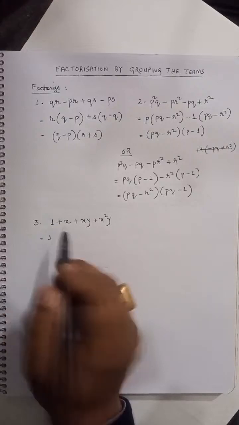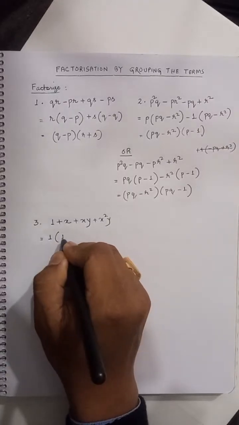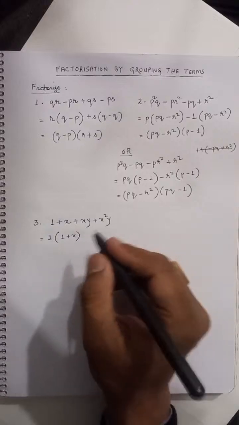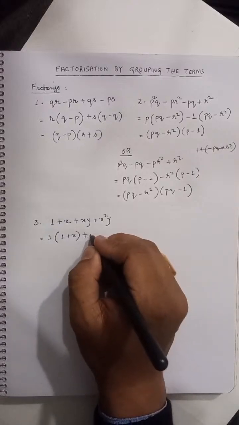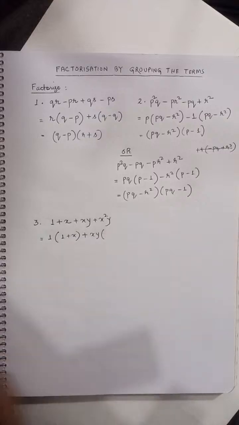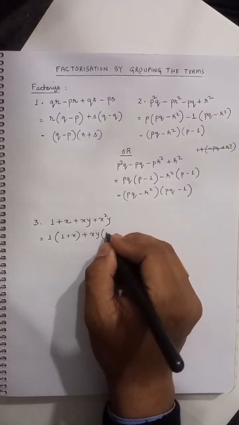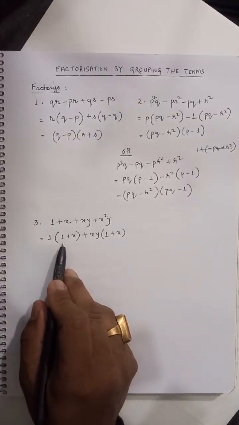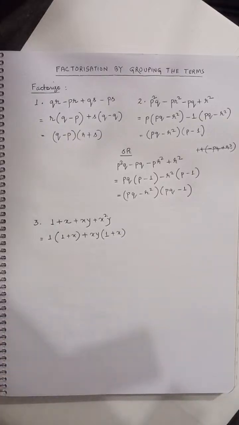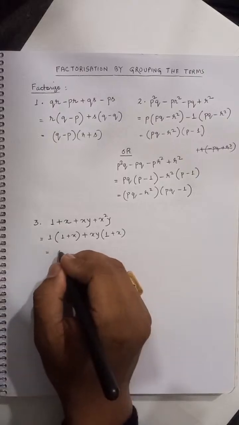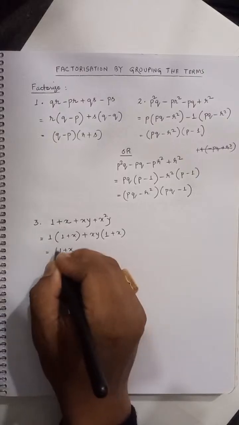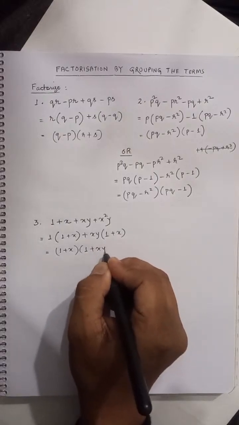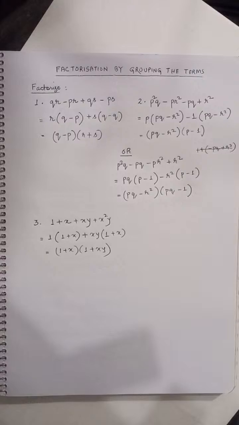We have 1 and x. So 1 and 1 plus x. But in these two terms we can take out xy as a common factor. So if we take out xy as a common factor, we will have 1 and we will have x. And then we can take 1 plus x and 1 plus x as common factor. Okay, 1 plus x and the remaining 1 plus xy. So this is our solution.